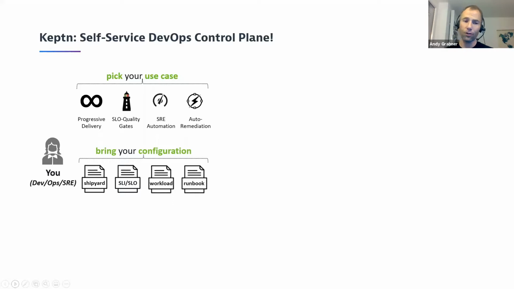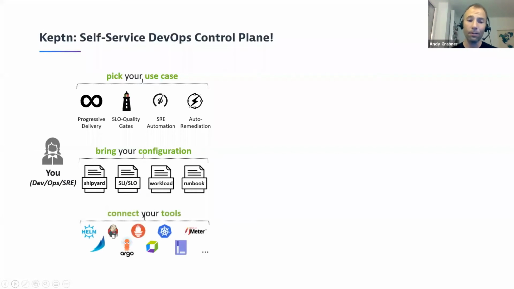Then you bring your configuration. You will see in my live demo later on that everything is declarative. You declare your delivery workflows, you declare your SLIs and SLOs, you declare the workload that you want to simulate, and you declare your runbooks. And the nicest thing about Keptn is that it's not just another tool that can do everything on its own. No, Keptn is really connecting to your tools. It is orchestrating processes and connecting to your tools. So you can bring whatever tools you like. If you are deploying microservices and want to use Helm or Spinnaker or Argo, go with it. If you have existing Jenkins pipelines that already execute some tests or deploy, do it.